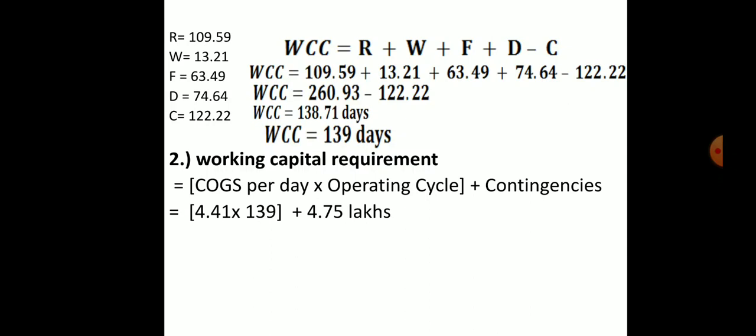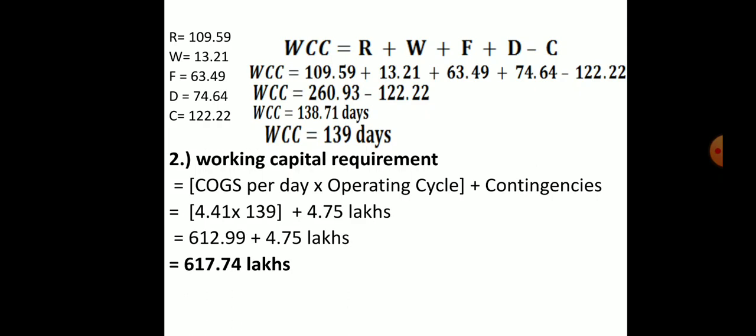It takes 139 days to produce that one product. So if you are spending 4.41 per day, the total for 139 days is, if you multiply, 612.99. Plus the contingencies they have given, you have to add 4.75 lakhs. So you get the total capital requirement.